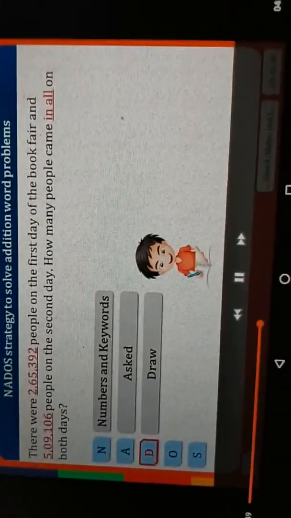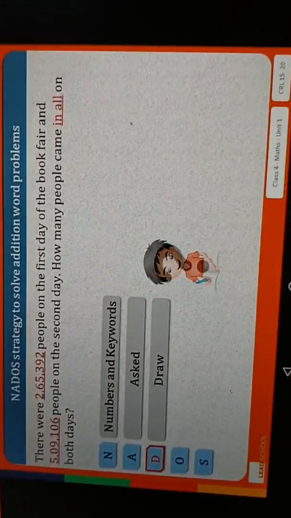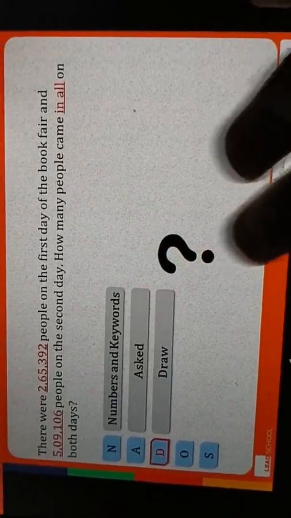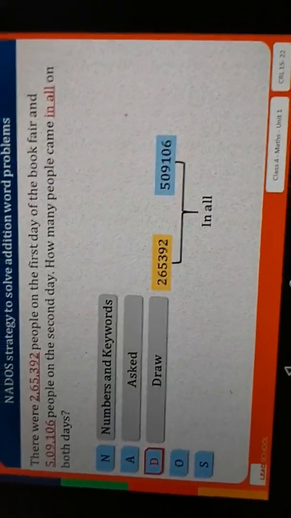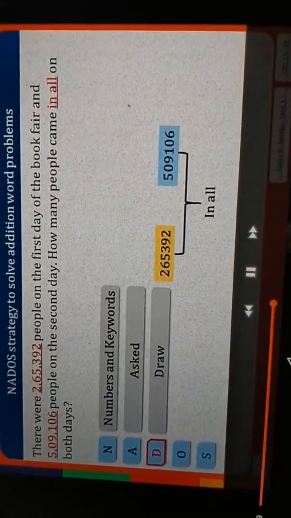D, that stands for draw. Do you know why we draw? We draw to understand the question more easily.